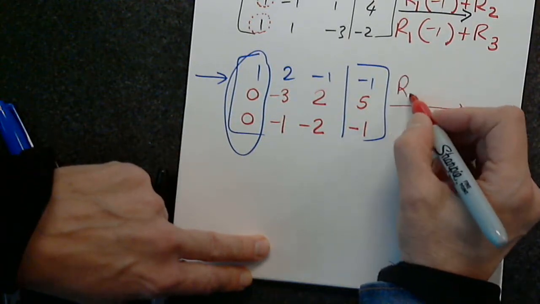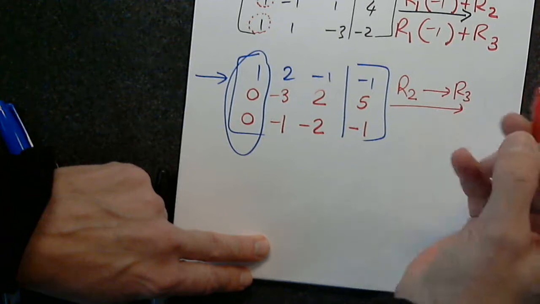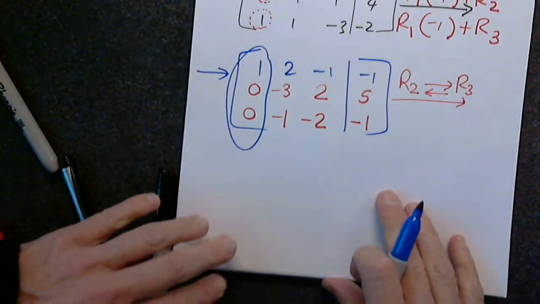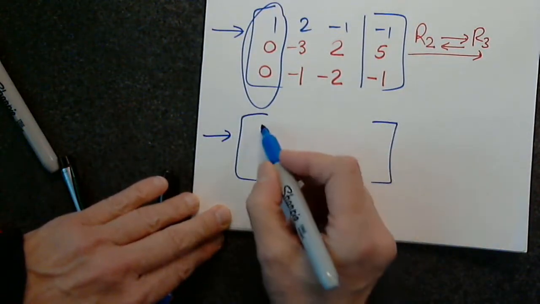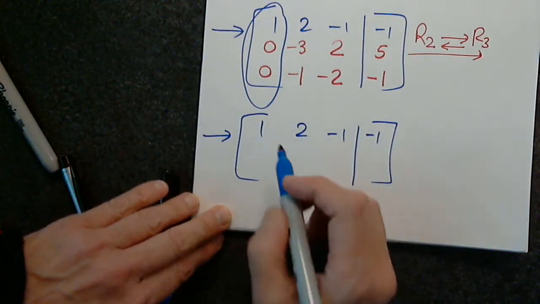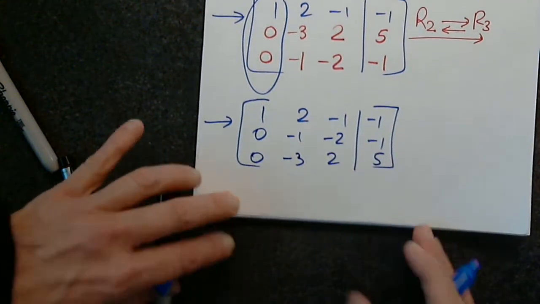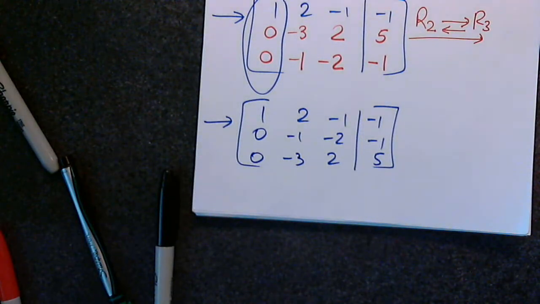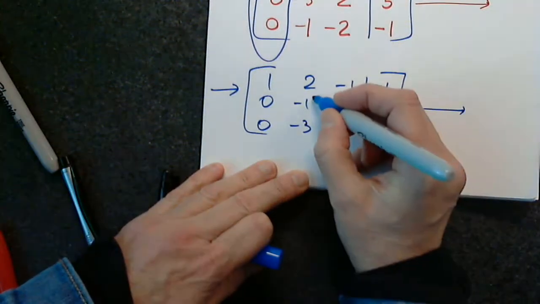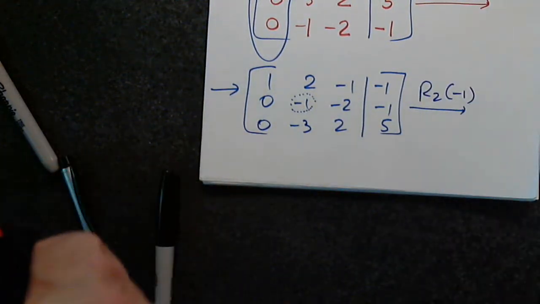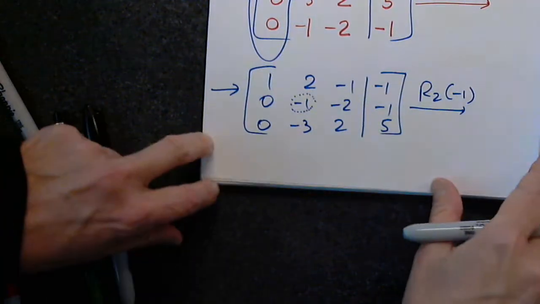I'm going to write that row 2 becomes row 3 and row 3 becomes row 2. Therefore, I copy the first row. 0, negative 1, negative 2, negative 1, 0, negative 3, 2, and 5. So row 2 became row 3, row 3 became row 2. So now, I still want to obtain a 1 here. What will I do to row 2 only? Yes, row 2 multiplied by negative 1, or you can say divided by negative 1. Same thing. Very good. Stay with me.